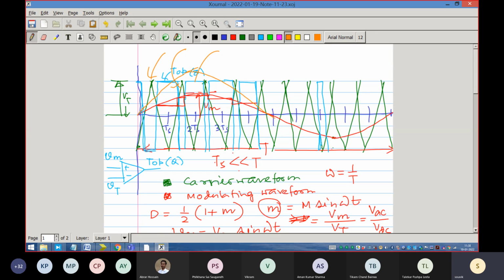What will be the duty ratio? Output means what will be the duty ratio? Sir, it will be greater than 1, sir. It cannot be greater than 1, so it will saturate to 1. Which means that there is no switching.